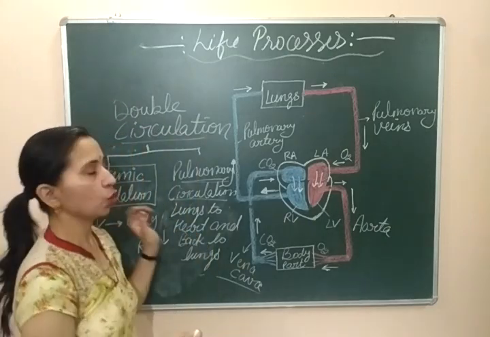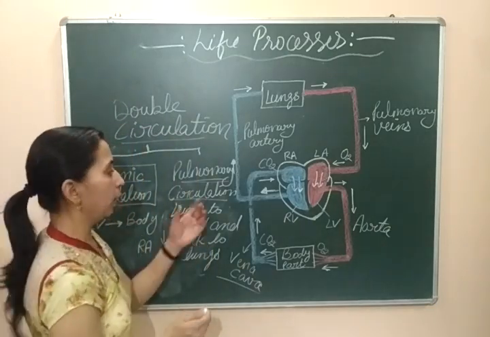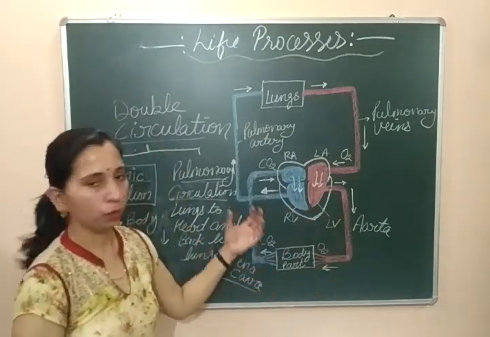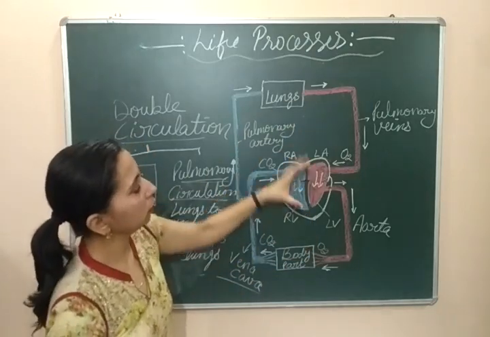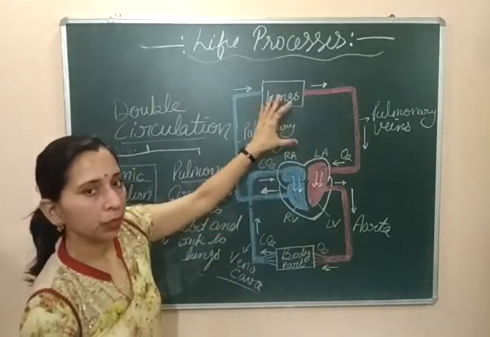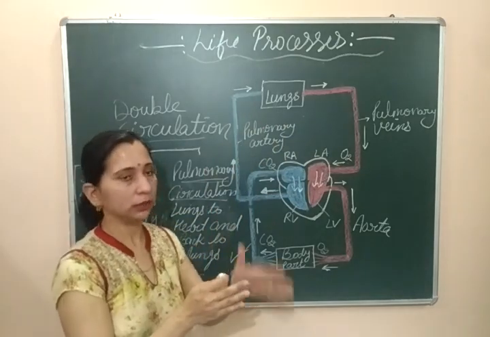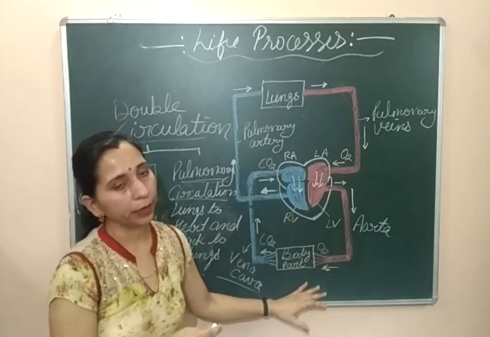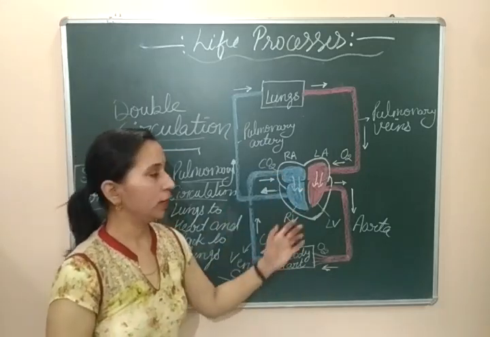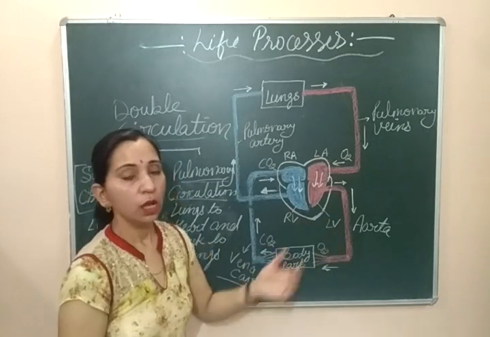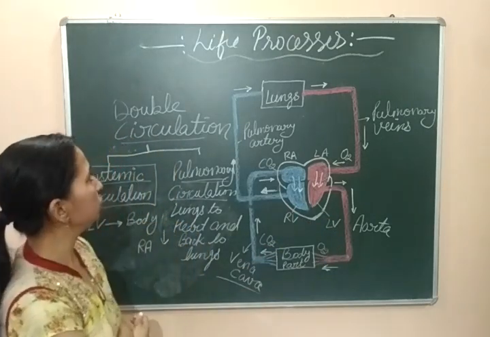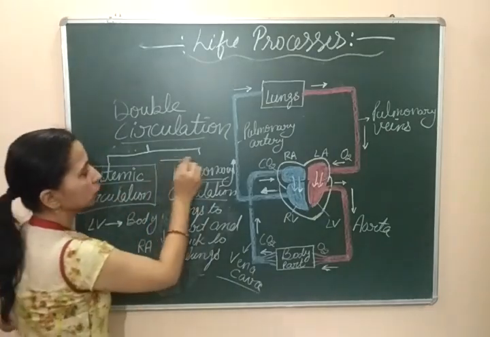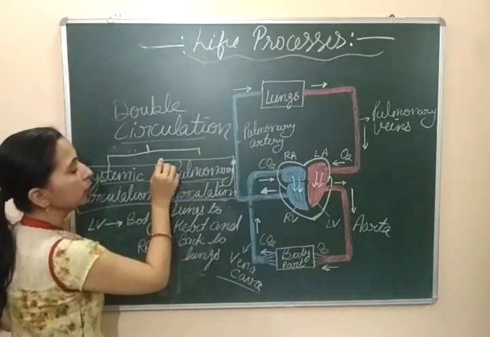Systemic circulation is also known as greater circulation, and pulmonary circulation is known as lesser circulation. The lungs and heart are very near to each other, so this type of circulation covers very less area. That's why it is known as lesser circulation. But the circulation between heart and body parts covers a larger area. That's why it is known as greater circulation. So this is about double circulation and its types: one is systemic circulation and another one is pulmonary circulation.